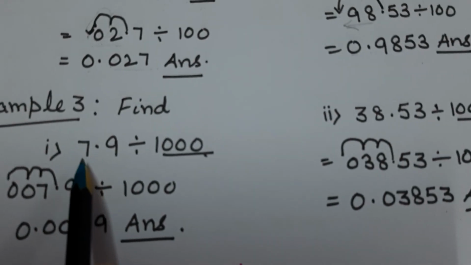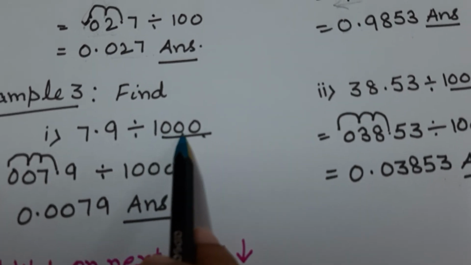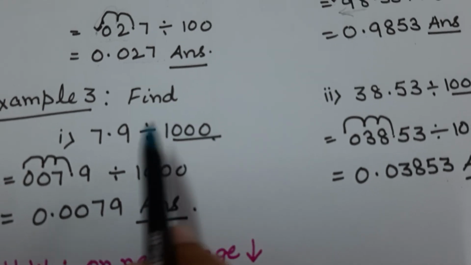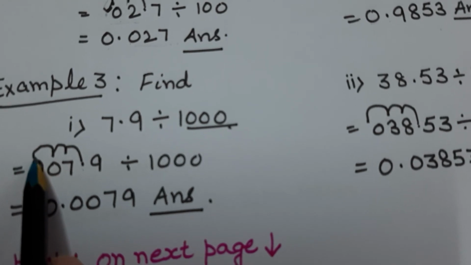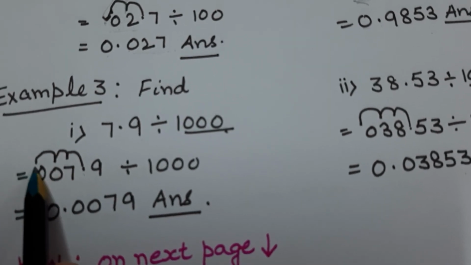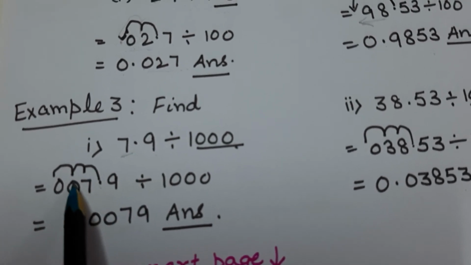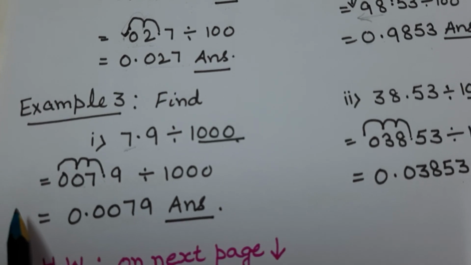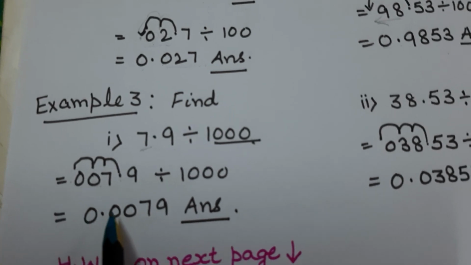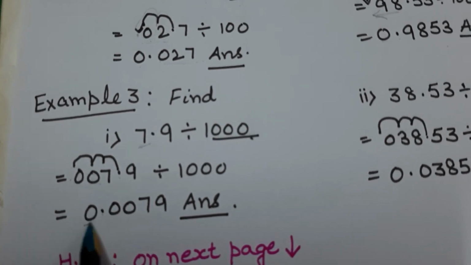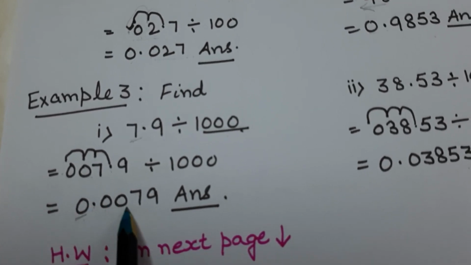Okay, next example is, if a decimal number is divided by 1000, so how many zeros are there? 3 zeros. So the steps are the same. Now this decimal will be shifted by 3 digits towards the left-hand side. But if you say we have only one digit, so 2 digits are less, so we will put 0 from ourselves. Now the decimal will be shifted by 3 digits, so the decimal will be before 0, and for the whole part we will write 0. So the answer will be 0.0079.